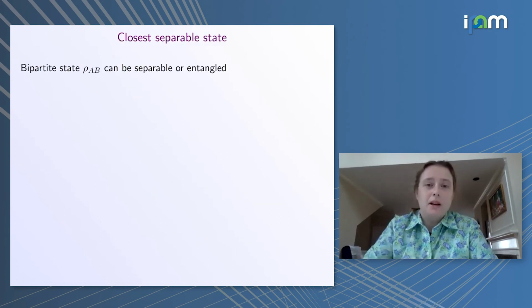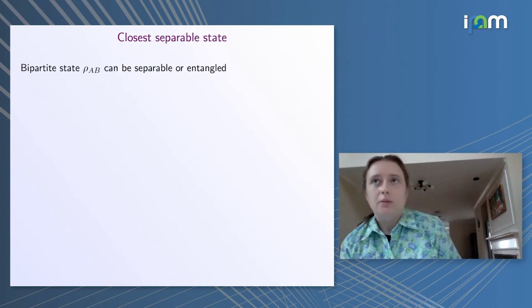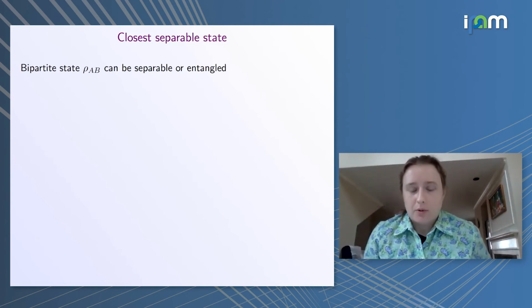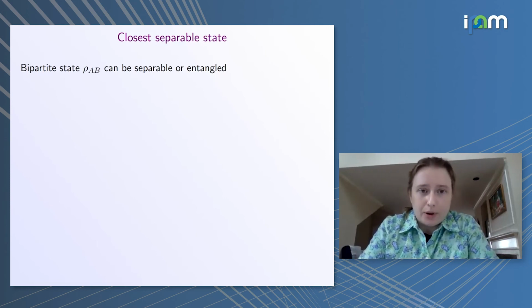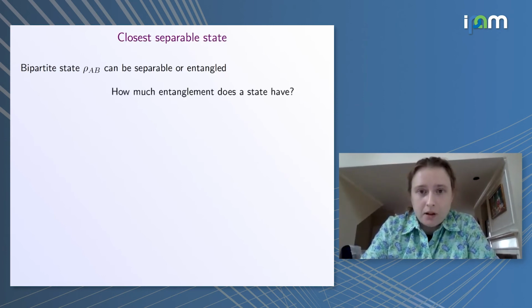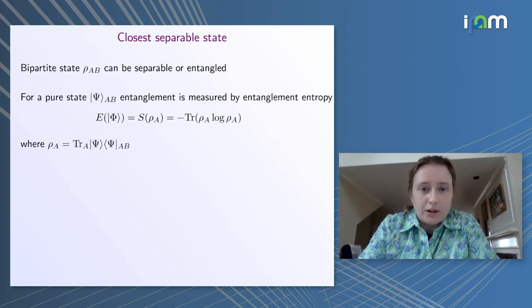All right, and second, quickly, I'm going to show you another problem, which is the closest separable state. So why are we looking at this problem? Let's say you have a bipartite state. It can be separable or it can be entangled. So if you want to calculate the amount of entanglement the state holds, how do you do that? Well, there are many ways to do that.